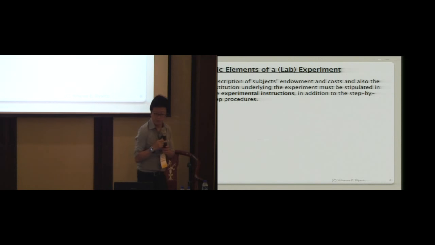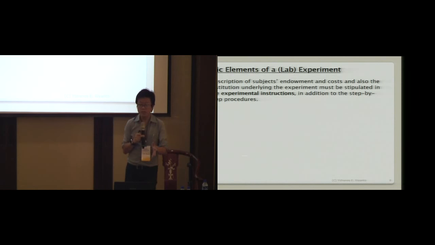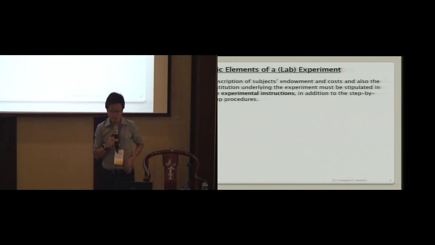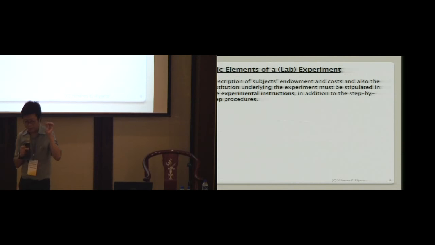First, we need to detail all the necessary ingredients. So we need to describe the subject endowments, costs, and also the institutions underlying the experiments must be stipulated in the experimental instruction. So there was this very nice paper published in Quarterly Journal of Economics. So it's something relevant for environmental economics as well.